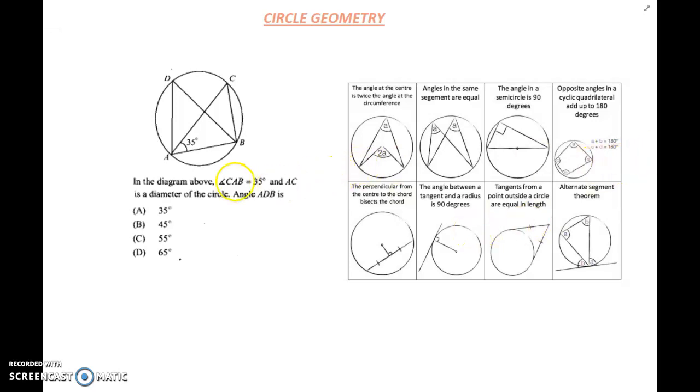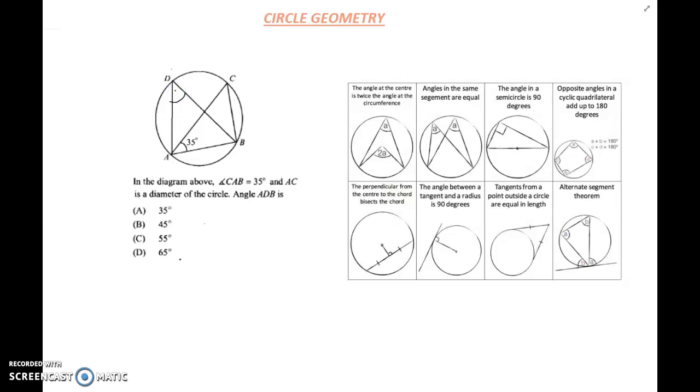Our question says, in the diagram above, angle CAB is 35 degrees. So that angle right there is 35. And AC is the diameter of the circle. So very important, AC is the diameter of the circle. We want to find angle ADB. ADB, that's this angle on top here.